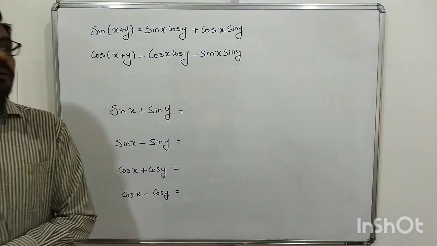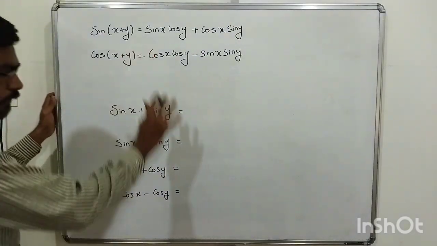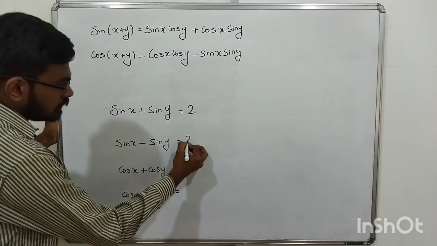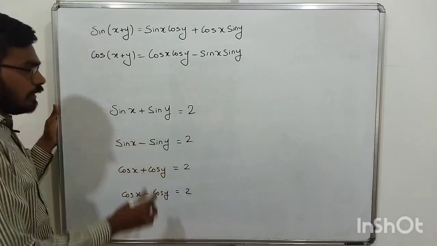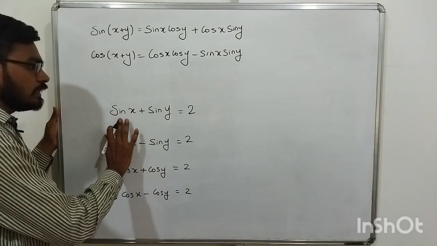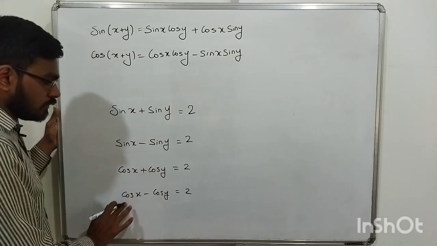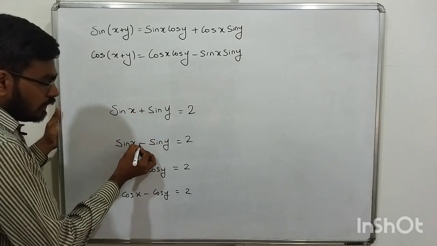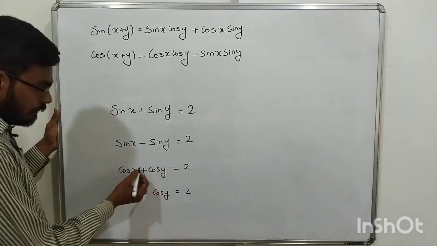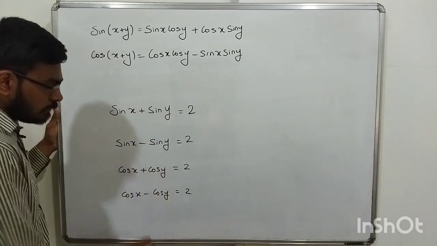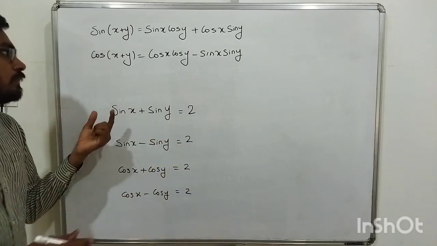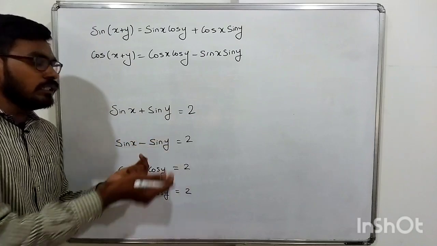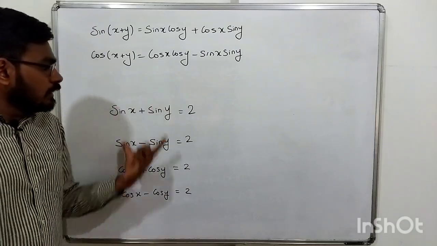Now, for all formulas, one thing is common. There is 2 here, here also there is 2, 2 and 2. And remember, sin and sin, cos and cos. Once it is plus and once it is minus. And for cos also, once there is plus, once there is minus. And we don't have a formula for sin x plus cos y, or cos x and sin y, like that we don't have a formula.